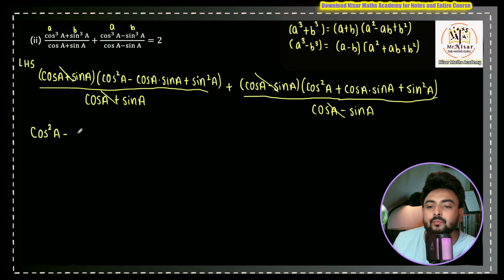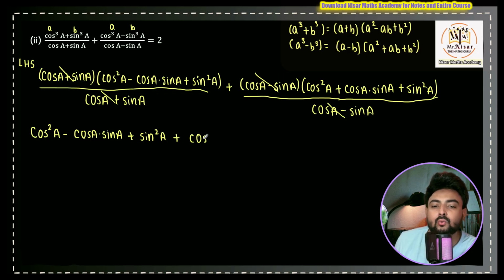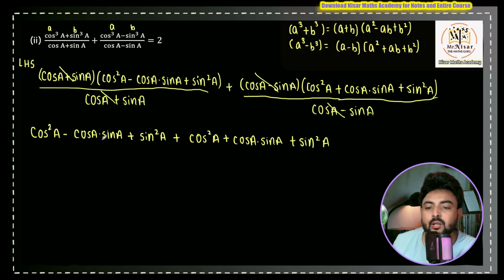So cos square A minus cos A sin A plus sin square A, plus what is left there, cos square A plus cos A sin A plus sin square A. This much is left. So children, what I can do here, I can see here minus cos A sin A and this is plus cos A sin A. This both will get cancelled, minus plus. Now if you see what is remaining, cos square A plus sin square A, here also cos square A plus sin square A, and you are aware that cos square A plus sin square A is going to become what? 1.